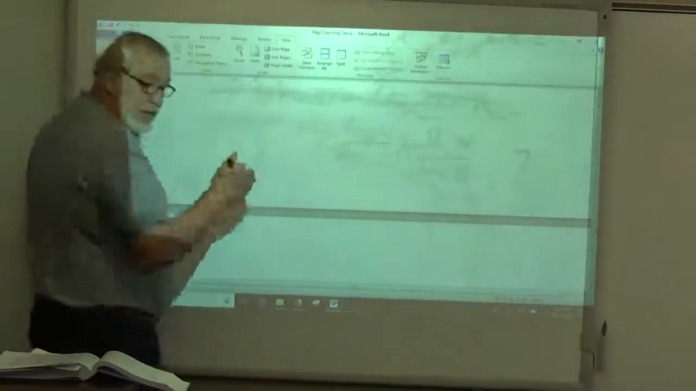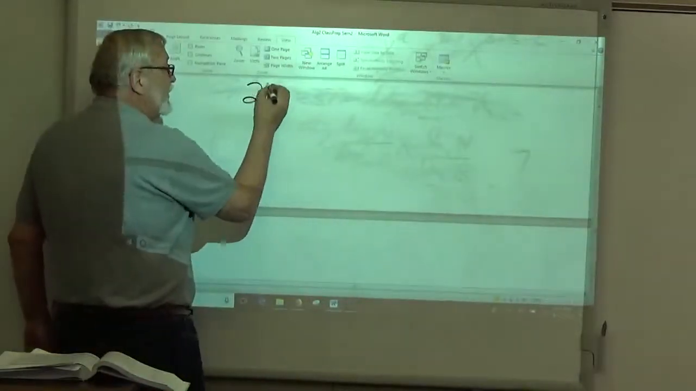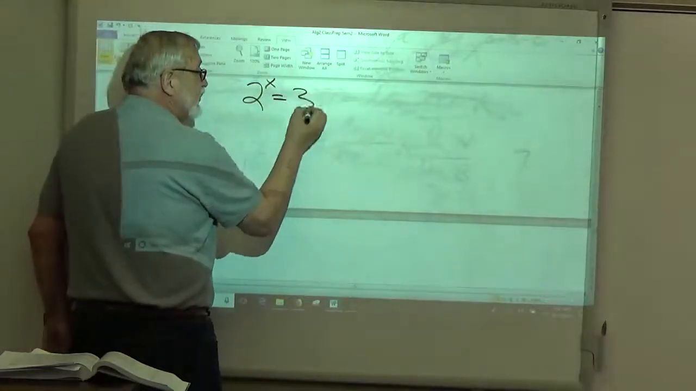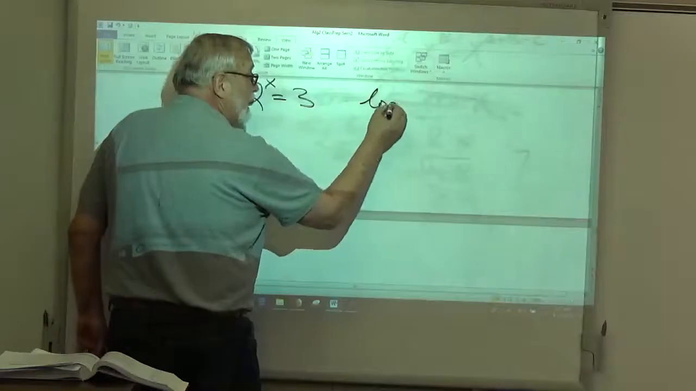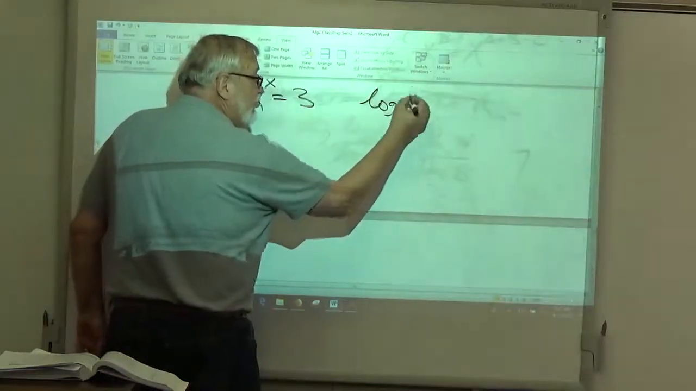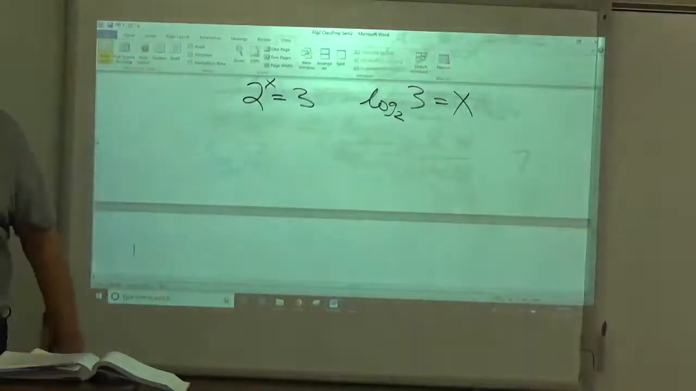Transfer it to log. Let's change it to log. So this says 2 to the x power equals 3. Change it to a log. It's going to be log base what? 2 of 3 equals. Can you put that in the calculator and get an answer? What do you put in the calculator? Log 3 divided by log 2.